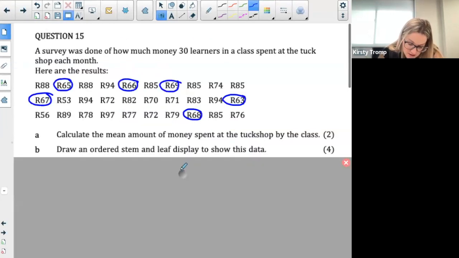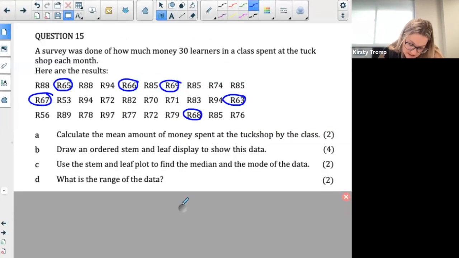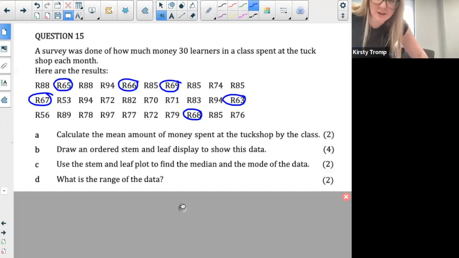My next questions, it says, use the stem and leaf plot to find the median and to find the mode of the data. And then, what is the range of the data? So 4 marks. Okay, 4 marks. I'm going to give you 2 minutes to have a look at that.